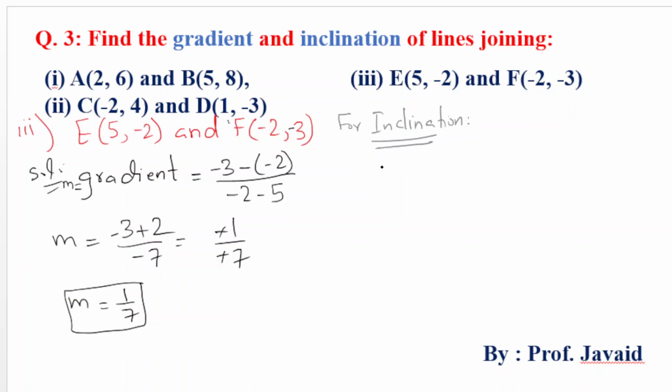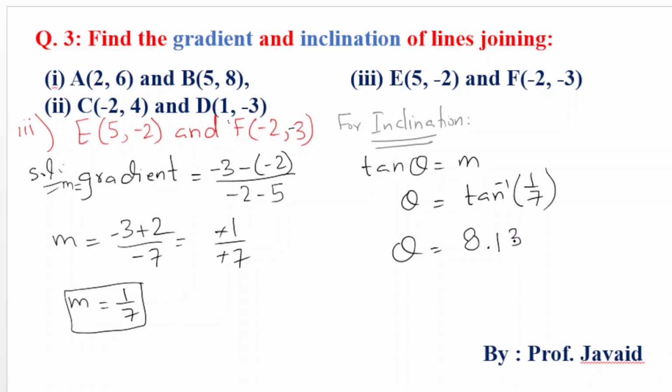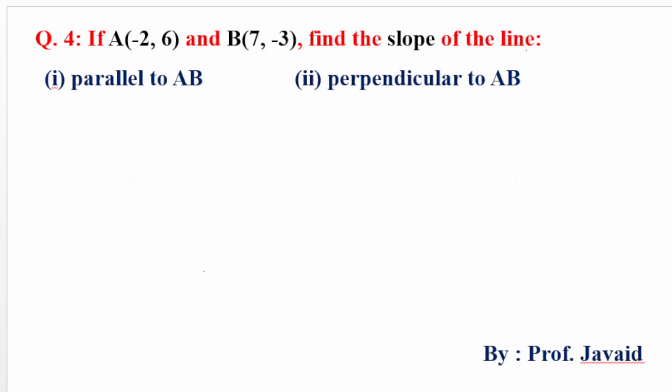So let's start. We know that tan theta is equal to m. So just write the formula. So m we just found. So theta will be tan inverse of m. Now you can just put in the calculator, shift tan of the value, and you will get 8.13 degrees. So this is basically the complete question. So let's move toward the next question.